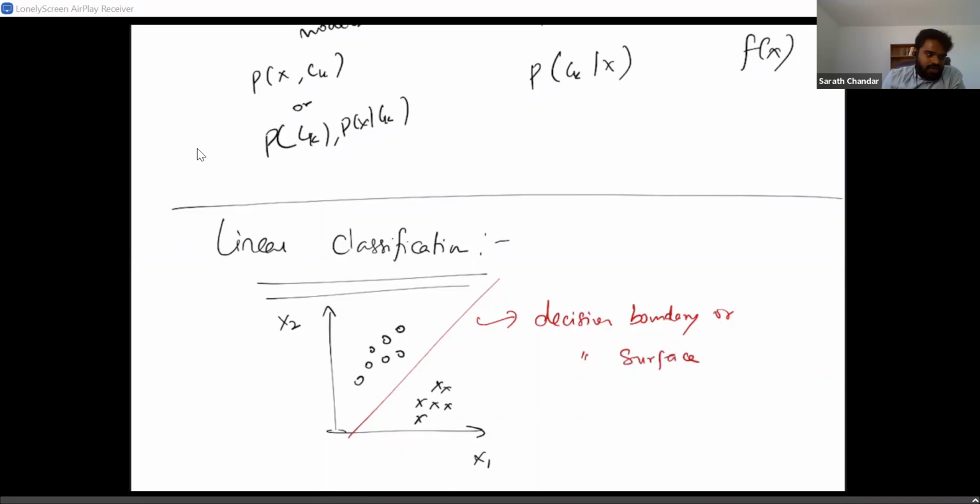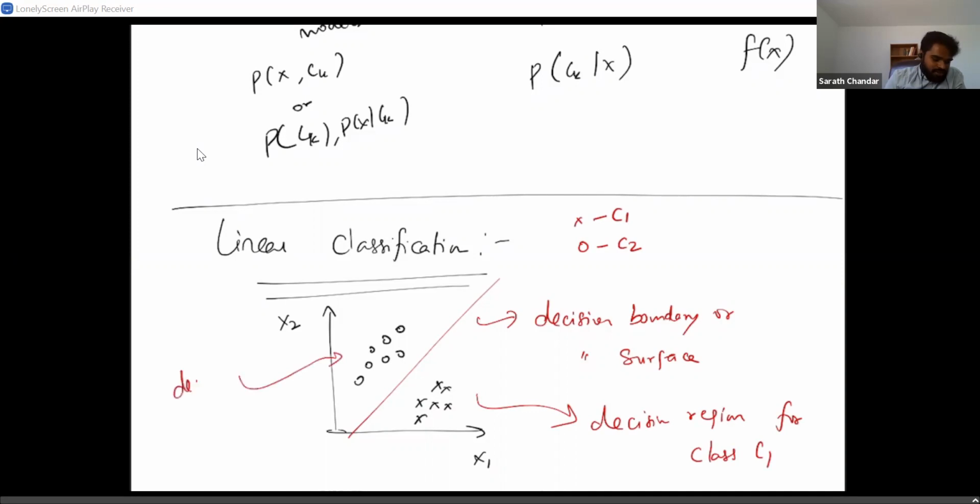Okay, so let's consider x to be class 1, circle to be class 2. Now the region which is to the right of this red line, right? This region is the decision region for class C1. Similarly, this region is the decision region for class C2.